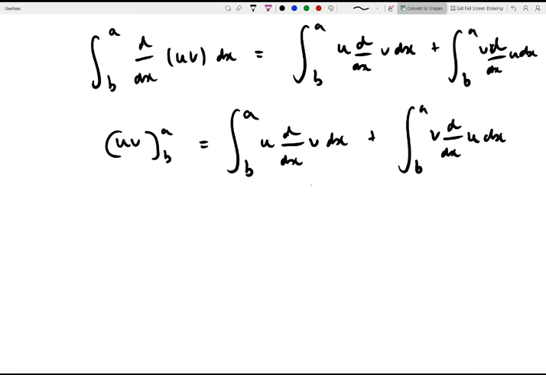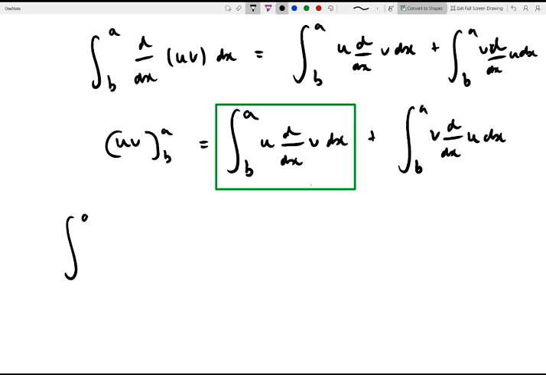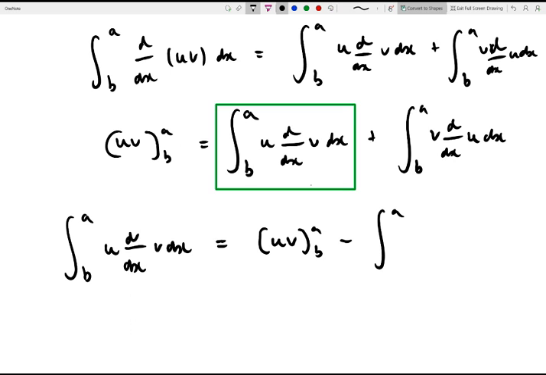And then rearranging that, we're just rearranging it to find this bit. So the integral from a to b of u d dx of v dx is equal to uv between the points a and b minus the integral from a to b of v times d dx of u dx. And that's the formula. So that's the proof completed.